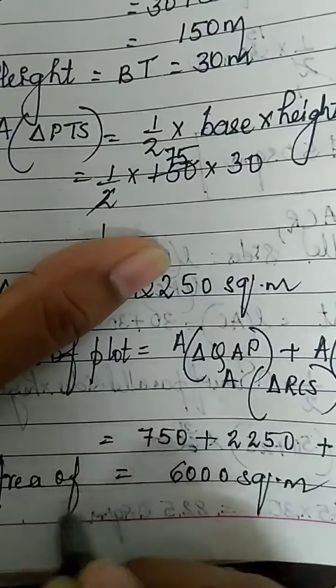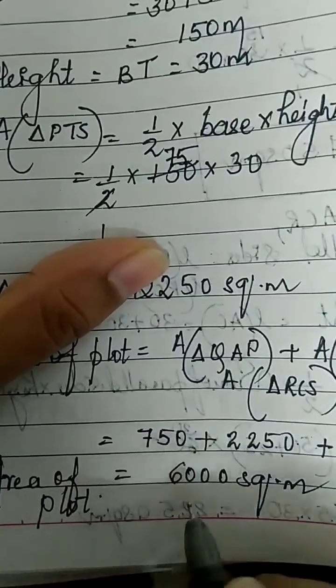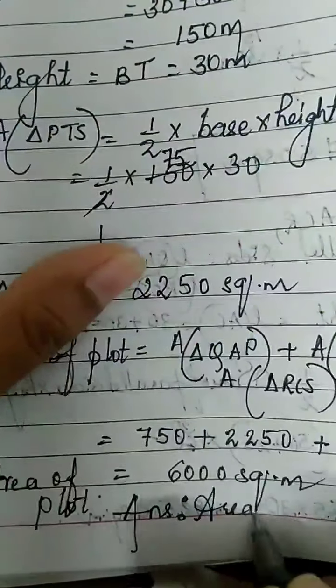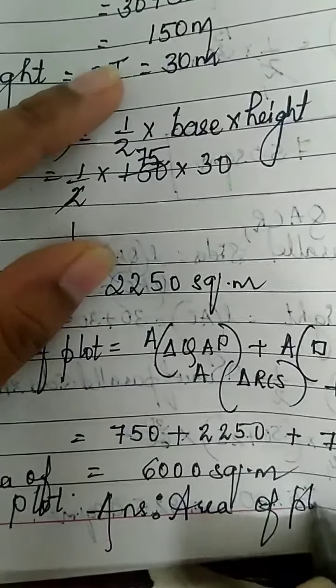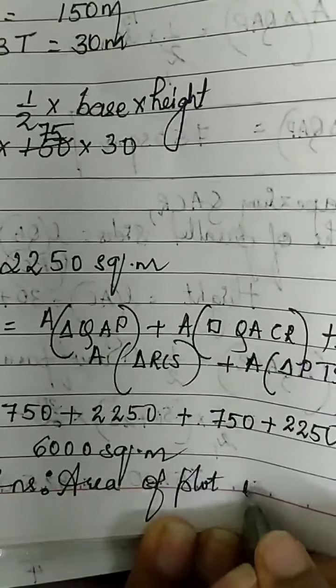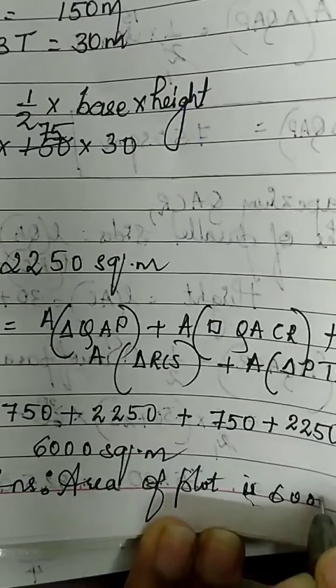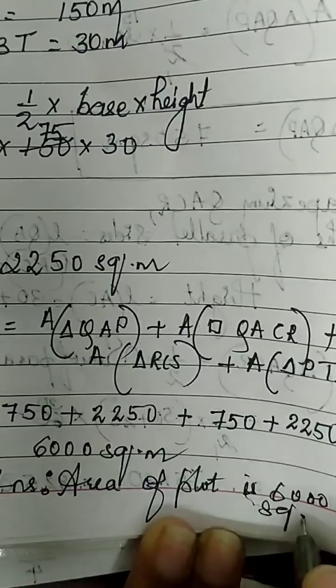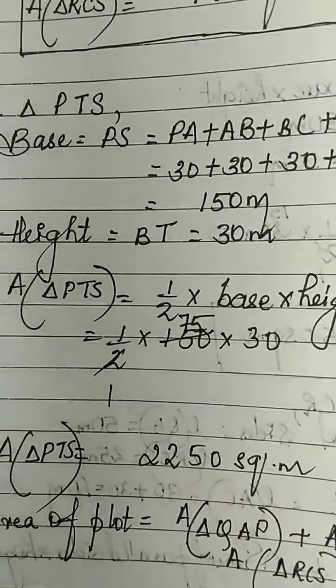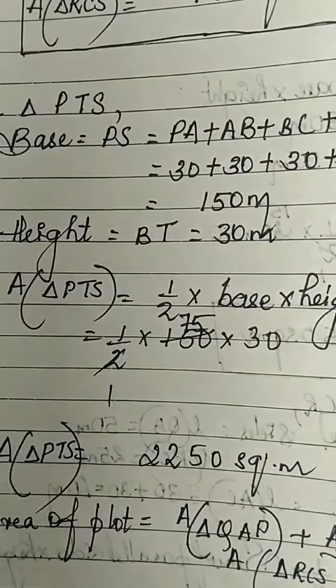Area of plot. Write the answer once again. Area of plot is 6,000 square meter. Okay, so this practice set is just application of your formulas.